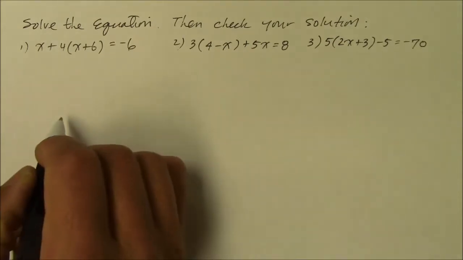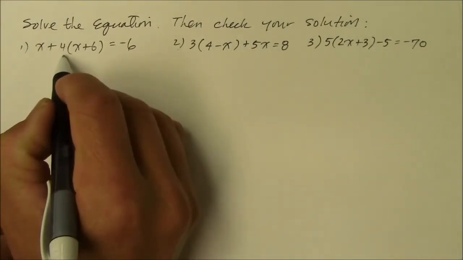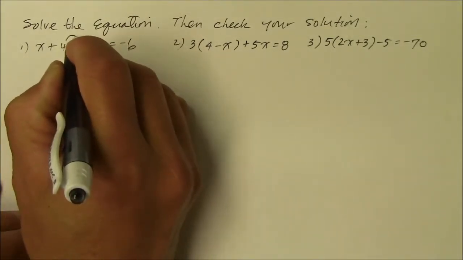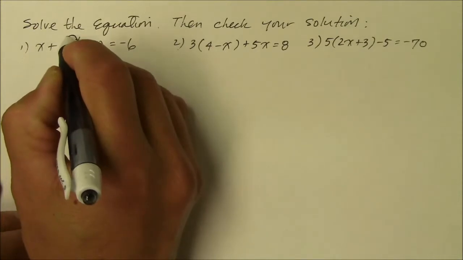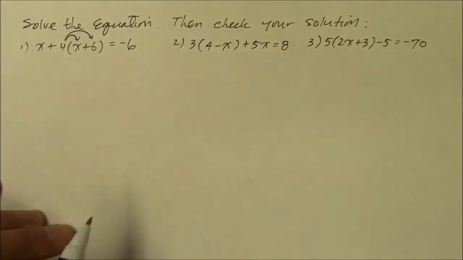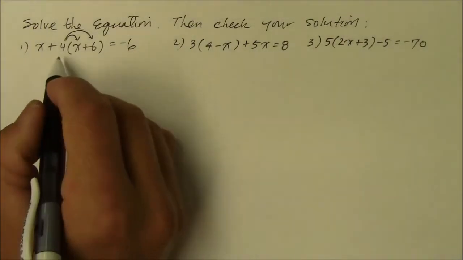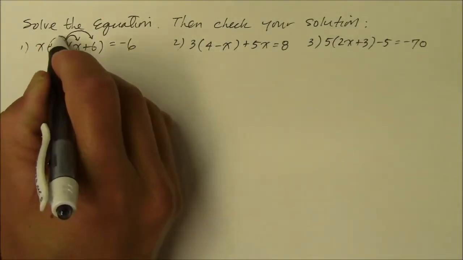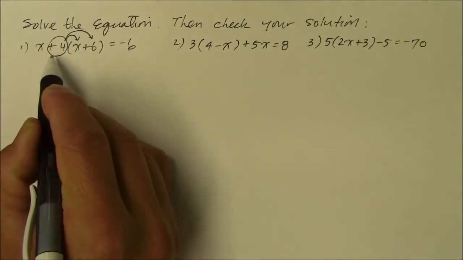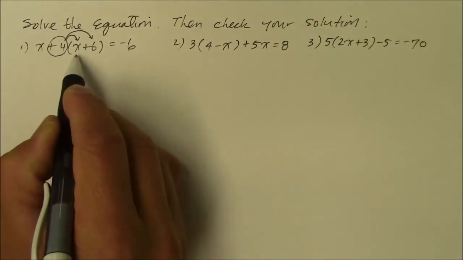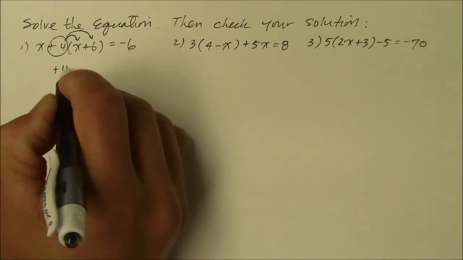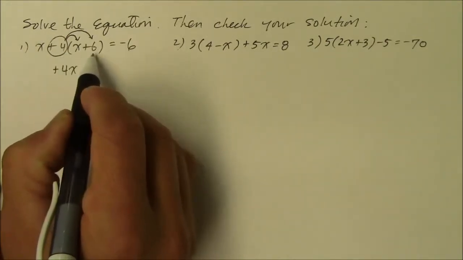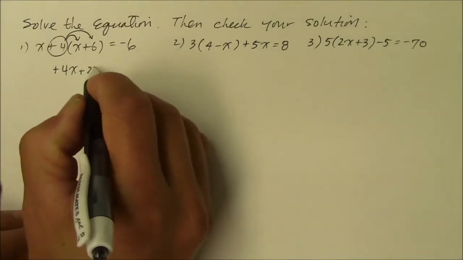What you need to do is take that number outside the parentheses, the 4, and multiply it to the first term inside the parentheses, as well as the second term inside the parentheses. So in this case, we have a plus 4. You also have to consider the sign in front. So plus 4 times x is plus 4x. Plus 4 times plus 6, positive and positive becomes positive 24.